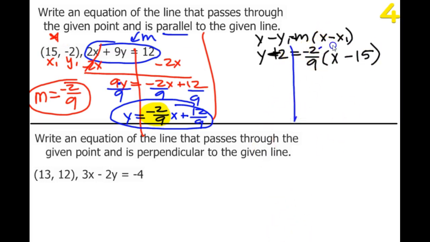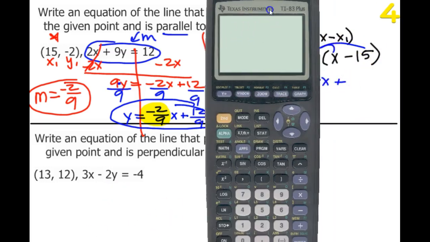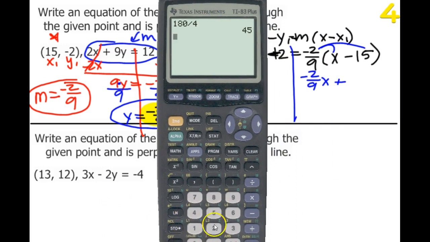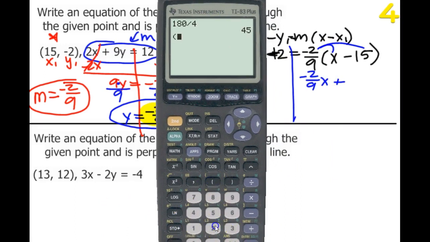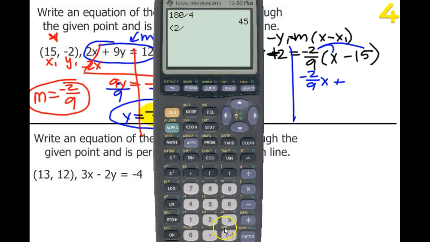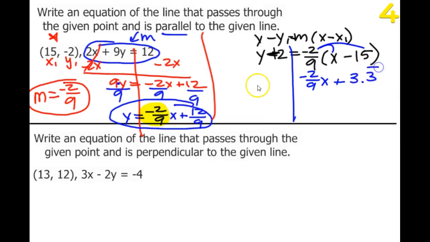Let's get rid of these parentheses by distributing. Negative 2/9 times x is negative 2/9 x. A negative times a negative I know is going to be a positive. If I want to plug this into my calculator, negative 2/9, I would plug in negative 2 divided by 9 in parentheses. And then times a negative 15 gives me a positive 3.3 repeating, or 3 1/3.